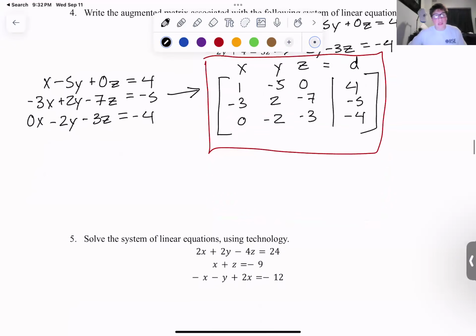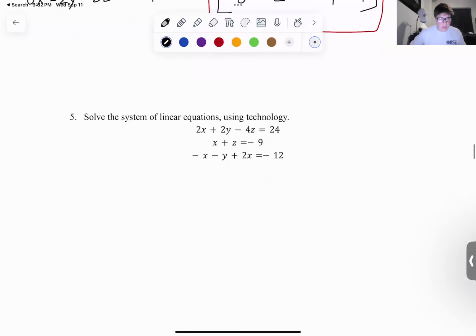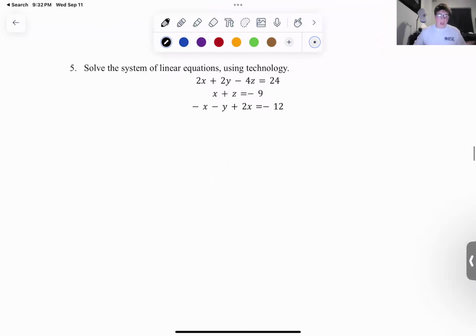We're not going to go through that now because I want you guys to get the most out of your time, but we do go through it on a problem later. So if you don't know how to do it, don't stress. We're going to go through it. And this is the problem we're going to go through it on. Number 5, solve the system of linear equations using technology.